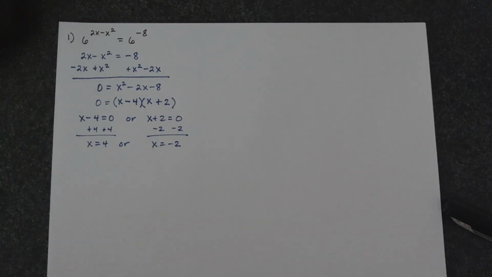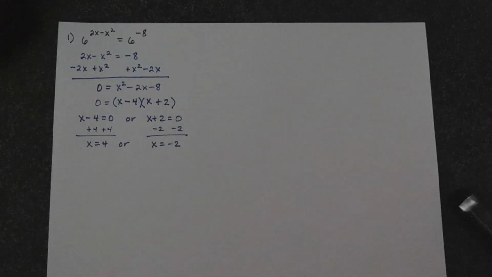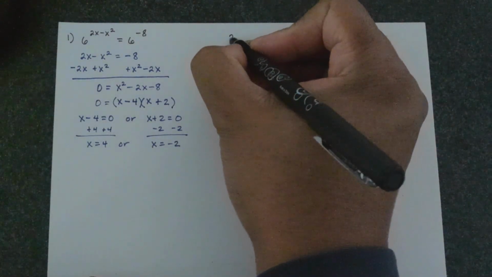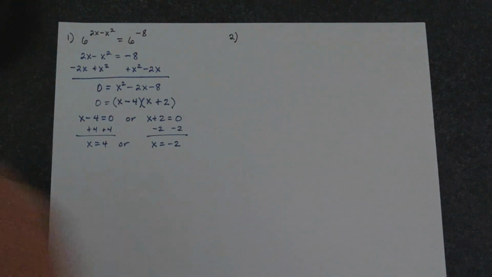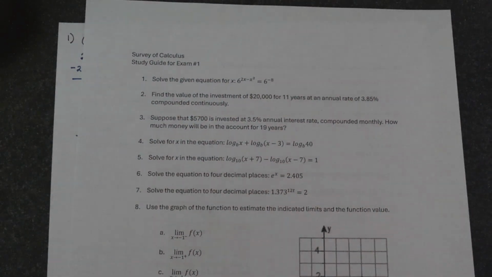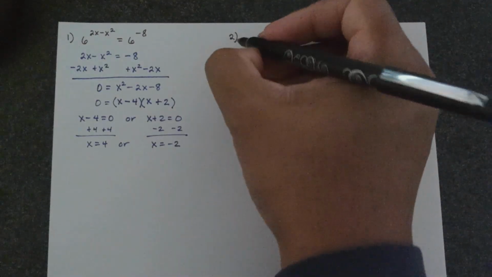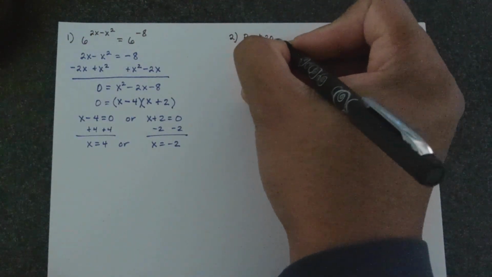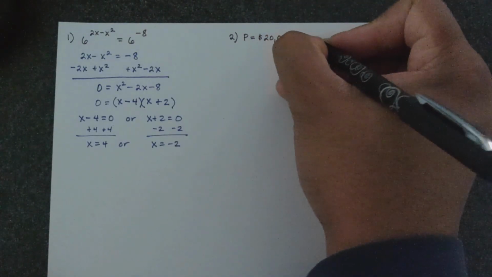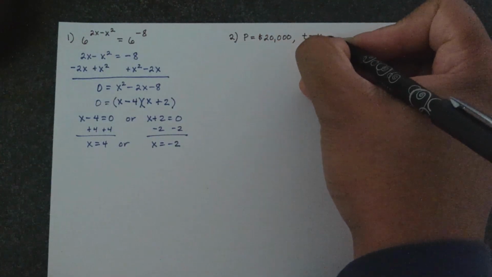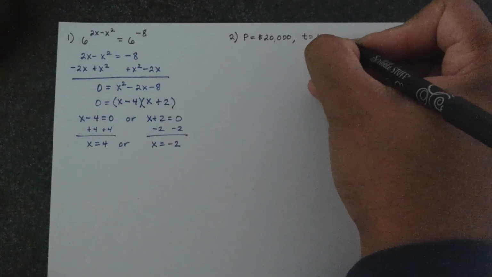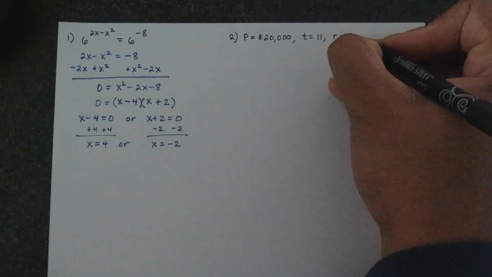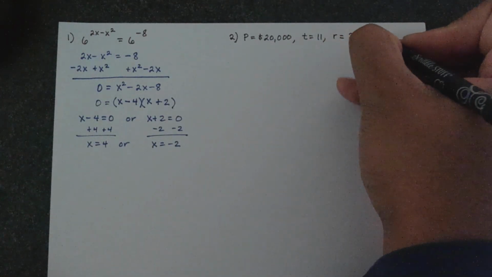Okay. All right, number 2 says find the value of the investment of $20,000 for 11 years at an annual interest rate of 3.85% compounded continuously. So we have a $20,000 investment, that's what P is, for 11 years, that's time, T, 11 years. Interest rate, annual rate of 3.85%.